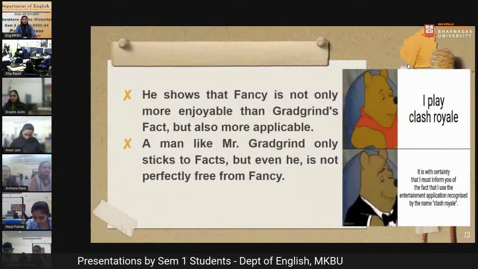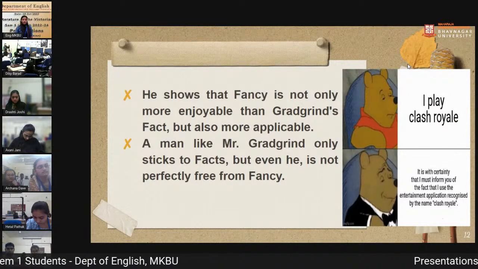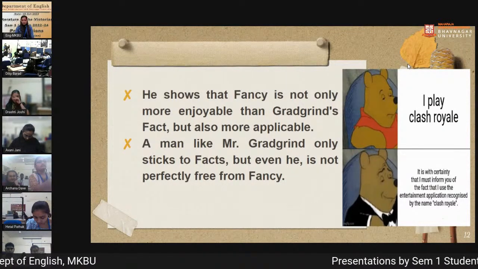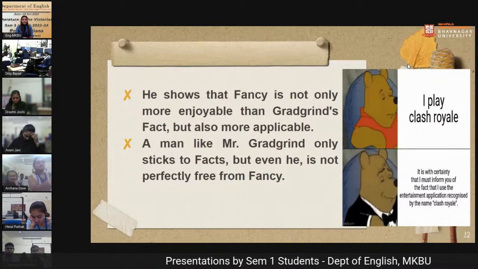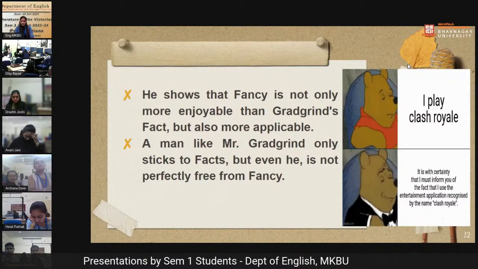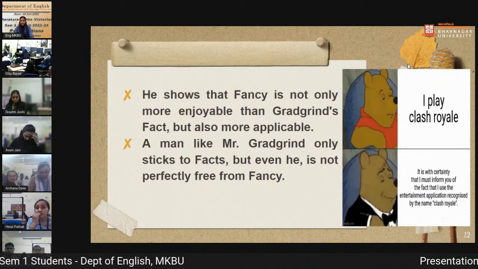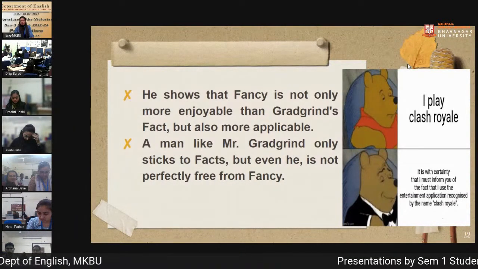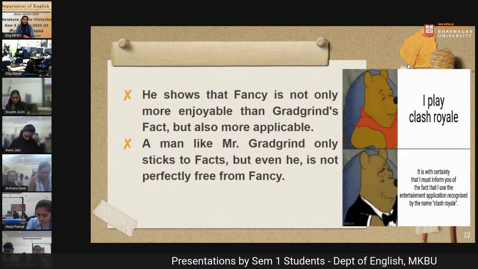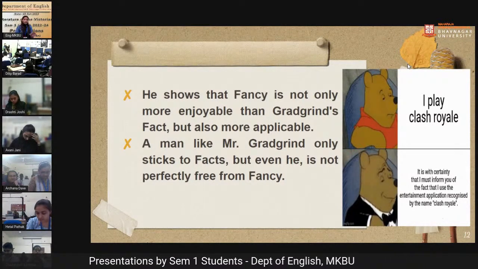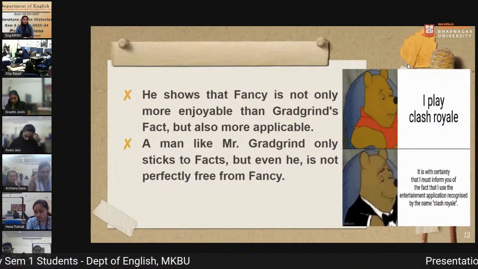Here in this picture there are two types of person. One said, "I play Clash Royale," this is fancy, and on the other side this dialogue is said as, "It is with certainty that I must inform you of the fact that I use the entertainment application recognized by the name Clash Royale." This is the example of fact and fancy, that both dialogues have the same meaning but are said in a different way.